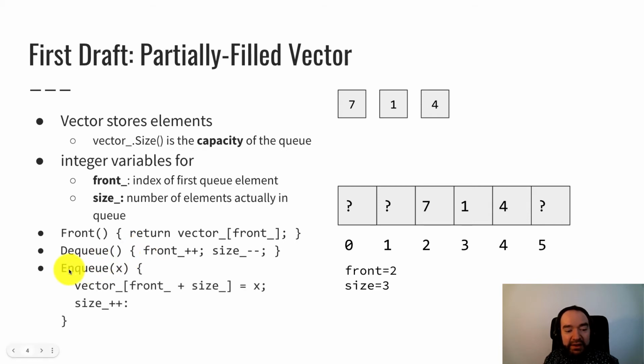Okay, finally, enqueue needs to add an element, and it needs to add an element at the back. So if I look in my sketch here, the back location would be index number 5. It's the index that comes after index number 4, which has the value 4 by coincidence.